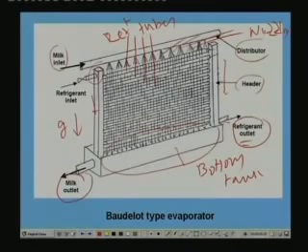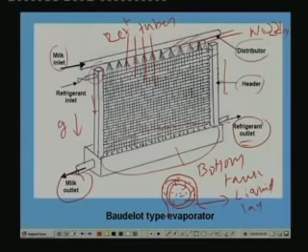So if you look at a single tube, you will find that you have a single tube like this. This is the wall of the tube. Through this tube refrigerant is flowing, and outside a thin layer of liquid gets collected. So outside you have a liquid layer. This liquid is the liquid that is being chilled. So since this has a small thickness, the heat transfer will be quite effective here. So this is known as Baudelot type evaporator.